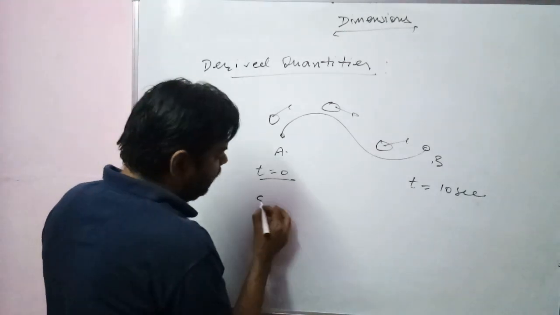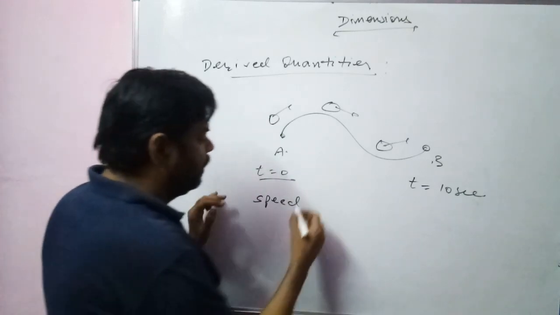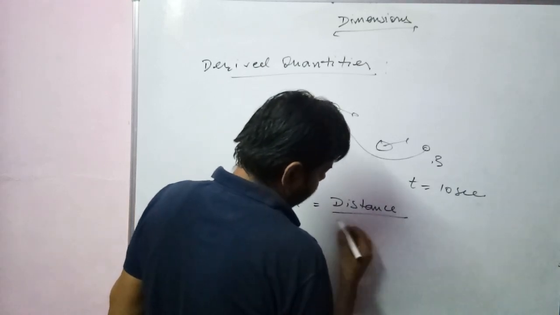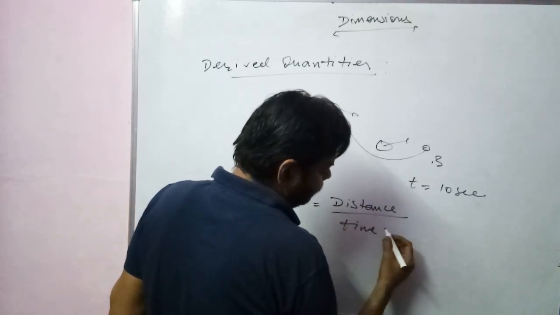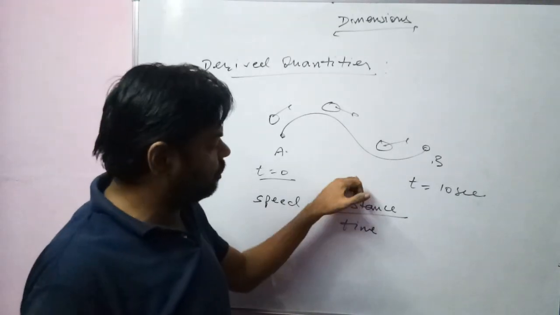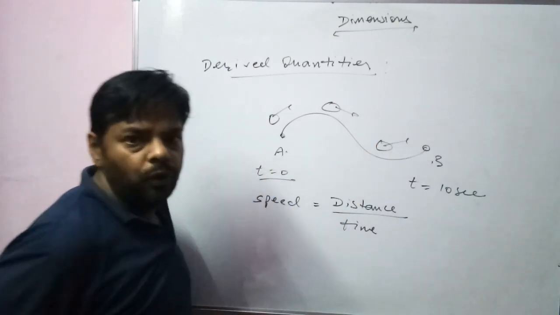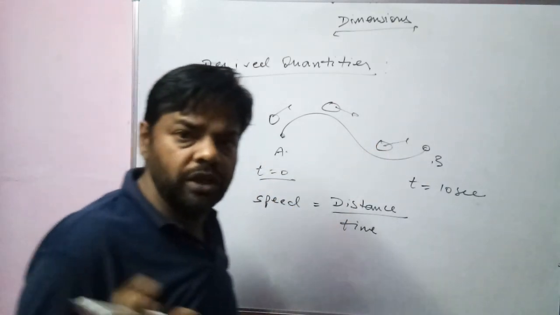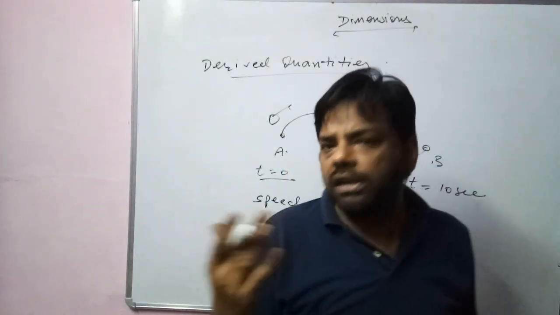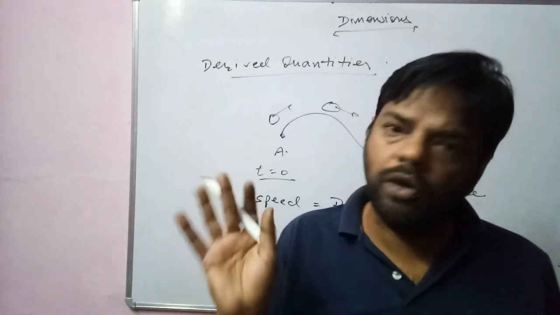Let us try to calculate the speed of the body. What was speed? The speed is nothing but the distance covered by the body divided by the time taken. Now in this data, we are provided with the information that the body is moving along a curved path AB, and the time of journey of the body is 10 seconds. The time is given to you.